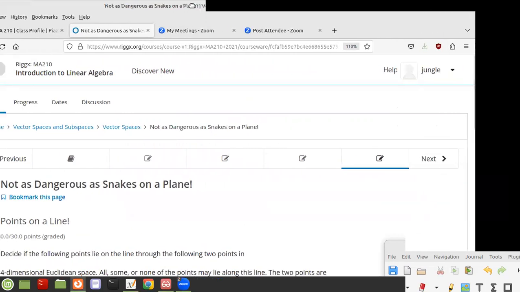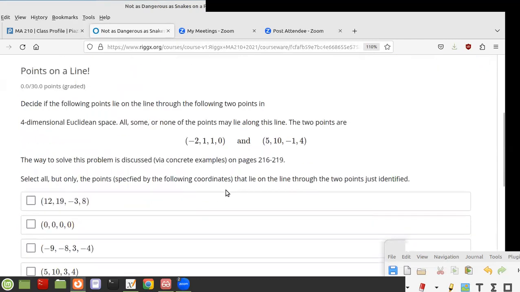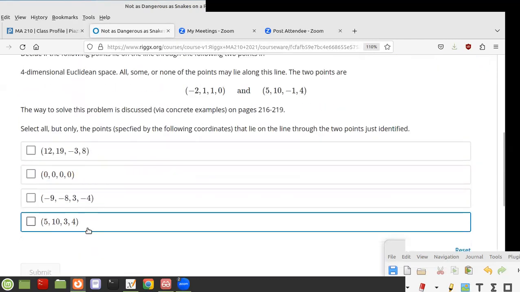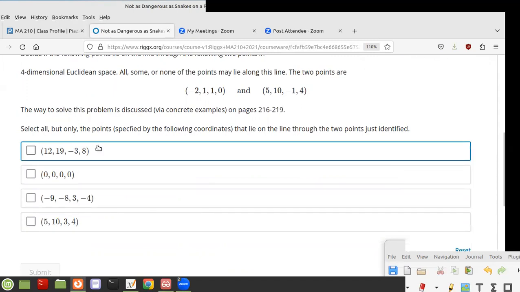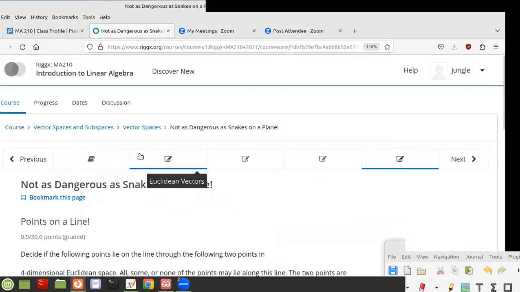The last one is decide if the following points lie on the line. Okay, so I give you a series of points here. And the question is, do they lie along the line through these 2 points? Well, that's the problem we did earlier, right? When you want to find there's a point on a line, you take the difference of these 2 vectors, right? This might actually be the same problem, except for the fact that I'm giving you 4 different questions. Well, that's what we've already done.